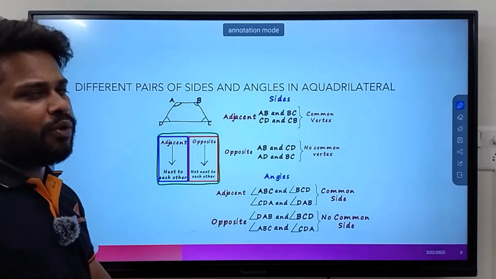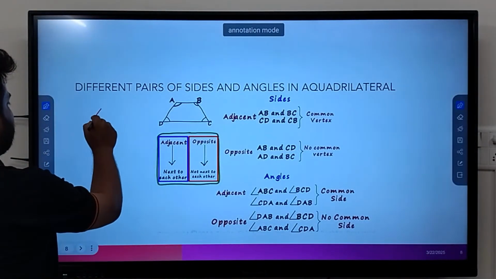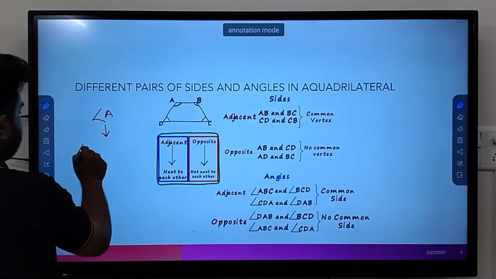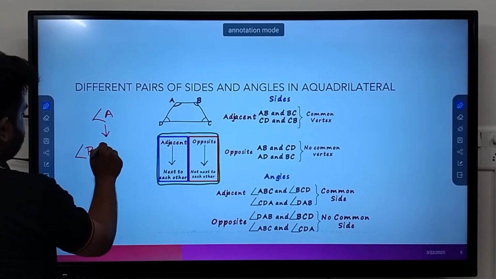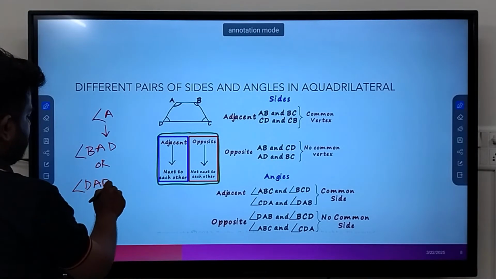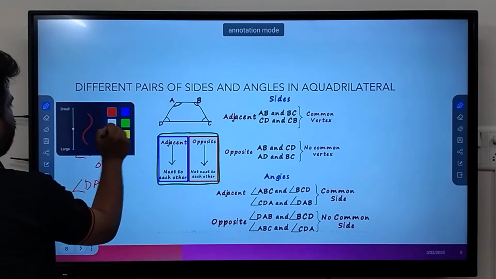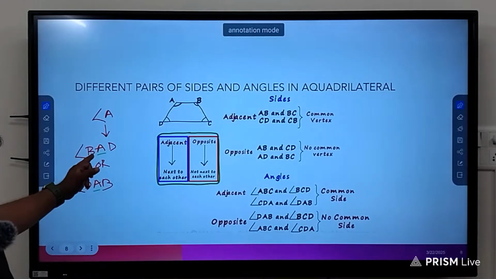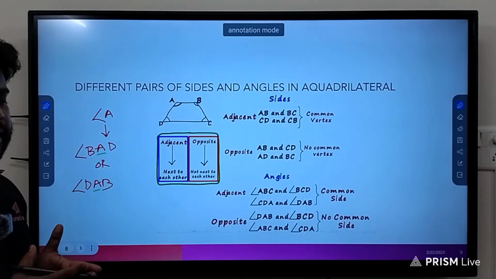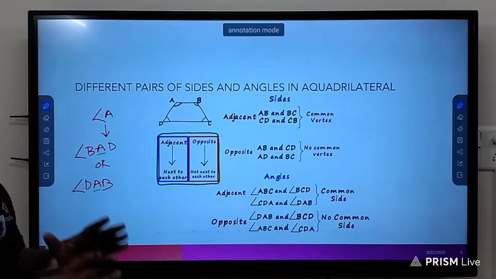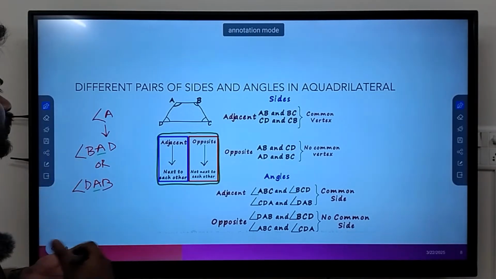Maybe you also know that angle A can also be written as BAD or DAB, where A will be in the middle and A is referring to the angle itself. Talking about sides, there is not much to do with it.